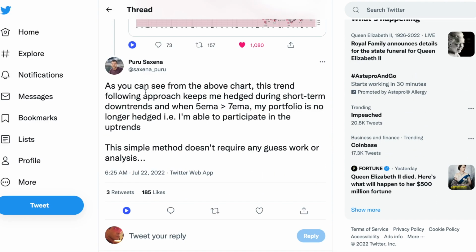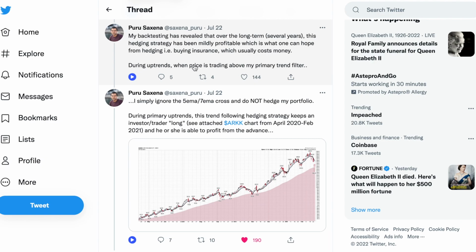And so he says that when the 5 EMA crosses above the 7 EMA and is greater, his portfolio is no longer hedged. So he's able to participate at that point in the uptrends. He goes on to say during uptrends, when price is trading above the primary trend filter, that he ignores these 5 EMA, 7 EMA crosses and does not hedge his portfolio. And he gives an example of the bull market run and growth from April 2020 to Feb 2021.